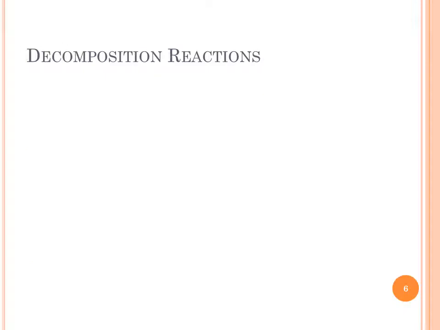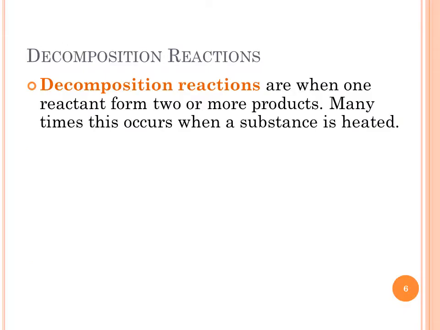Decomposition reactions are reactions where one reactant is going to break apart to form 2 or more products. And in many cases this occurs when the substance is heated. It could happen when electric currents run across the substance also. Like for example, water, if you run an electric current across it, you will form hydrogen and oxygen gas. So it is the reverse of the combination reaction.